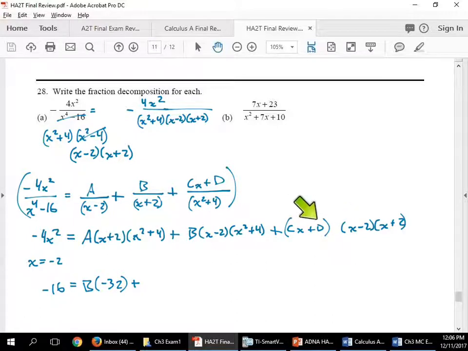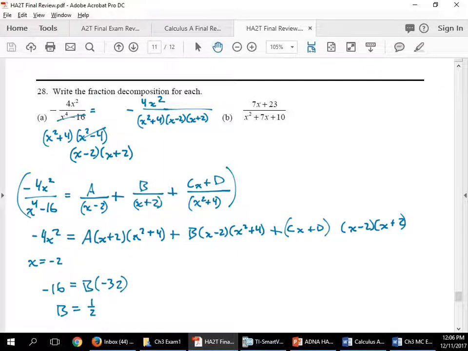What happens to this guy? It cancels out. I plug in negative 2 to this, it's 0, it cancels out. Oh, snap, this is not that bad. So far, so good. B equals 1 half, because I divide both sides by negative 32, I have a B. All right? You guys gravy?